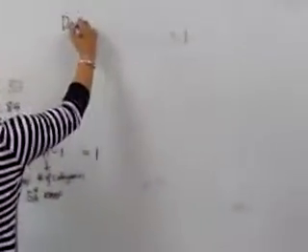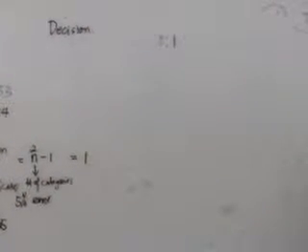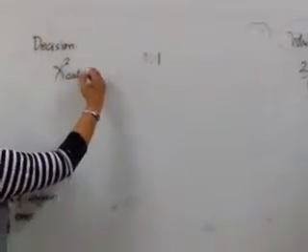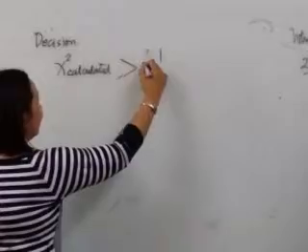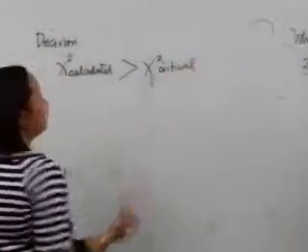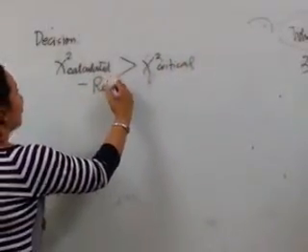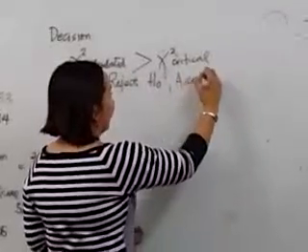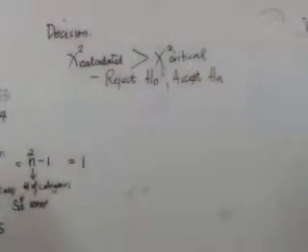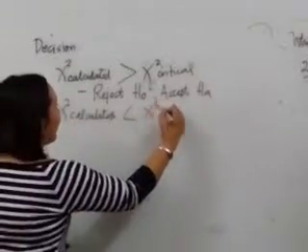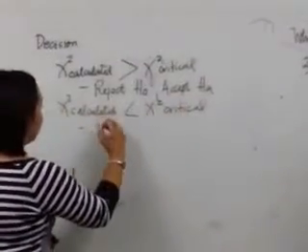It's because you have to make a decision. So in biostat, there is what we refer to as the decision. Okay? If the chi-square calculated is greater than your chi-square critical, what are you going to do? Reject your HO. If you reject your HO, you have to accept the HA. Okay? If the chi-square calculated is less than the chi-square critical, you have to accept.